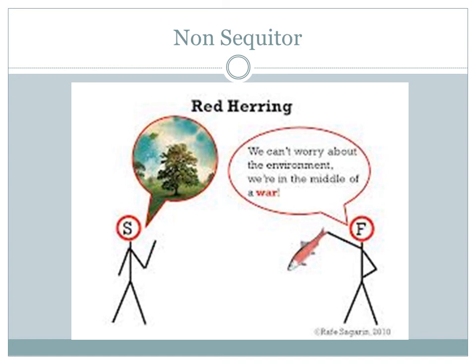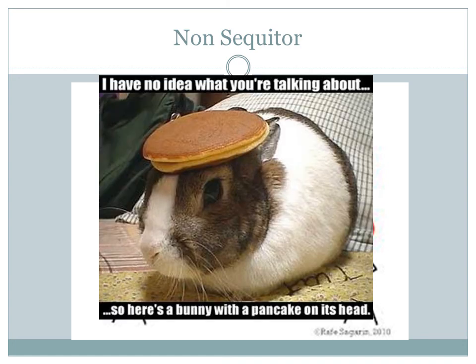So in this cartoon, you see that the person wants to talk about the environment and the other person says, we can't talk about the environment, we're in the middle of a war. So they're introducing a totally different issue, an issue that doesn't follow, in order to avoid talking about something that maybe they're less well prepared to talk about. They have no idea what the person's talking about, so they present Bunny with the pancakes on its head. An example of a non sequitur that will wrap up our discussion of various logical fallacies.